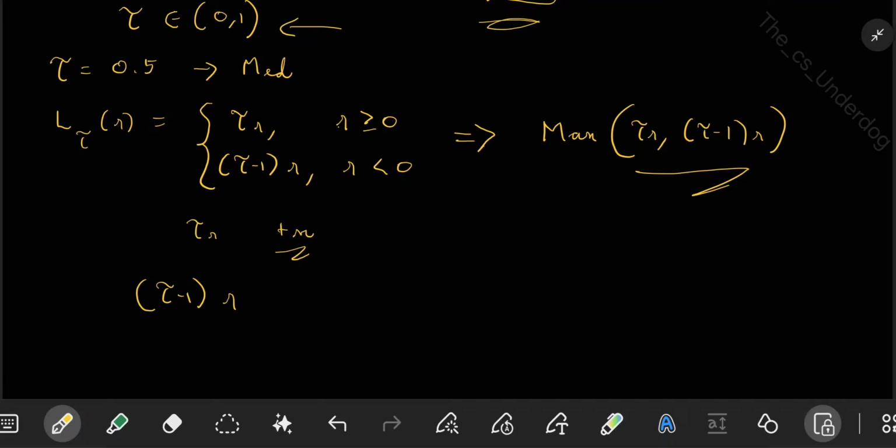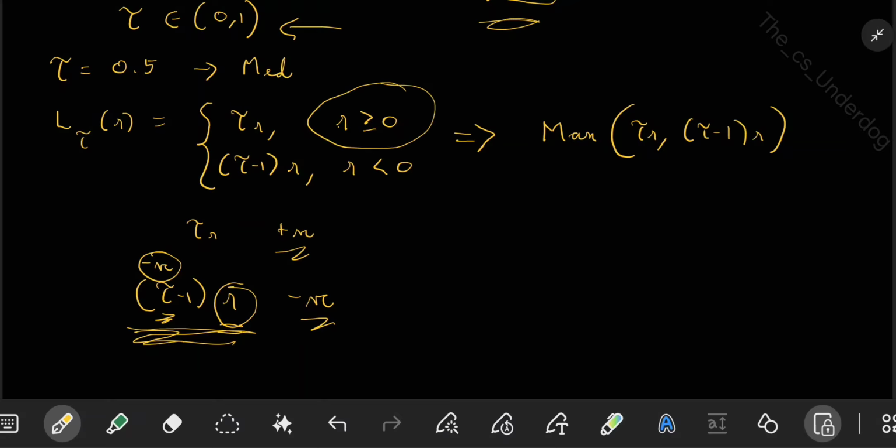You already know tau is something between 0 and 1. So if your residual is positive, your tau minus 1 will be negative, because tau is always between 0 and 1. Tau minus 1 will surely be a negative value, which means if residual is positive, tau minus 1 into r will be negative. So automatically, if your residual is positive, then tau r will be positive, tau minus 1 into r will be negative, which means tau r will be chosen as the maximum value. That will be the larger value.